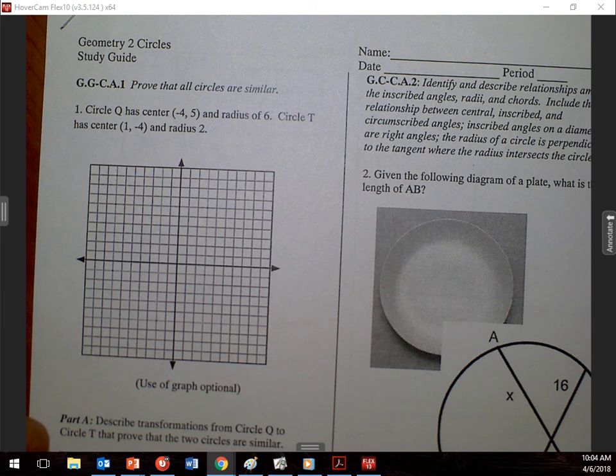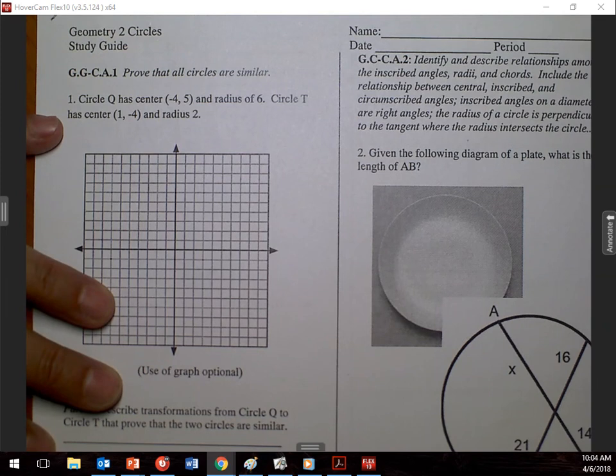Okay, so let's take a look at this. Prove that all circles are similar. They are. Why? Because they're all circles. They're all the same shape, aren't they? If they're not the same shape, then they're not circles. So they're all going to be similar.